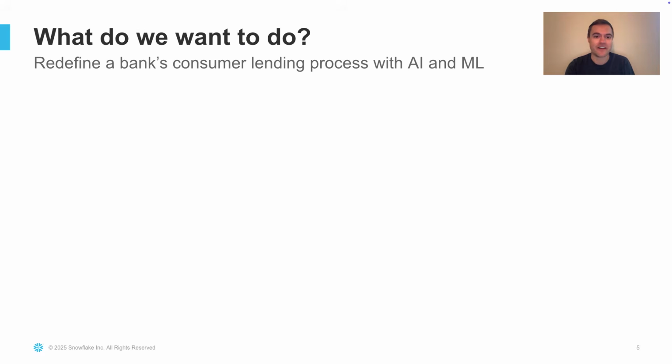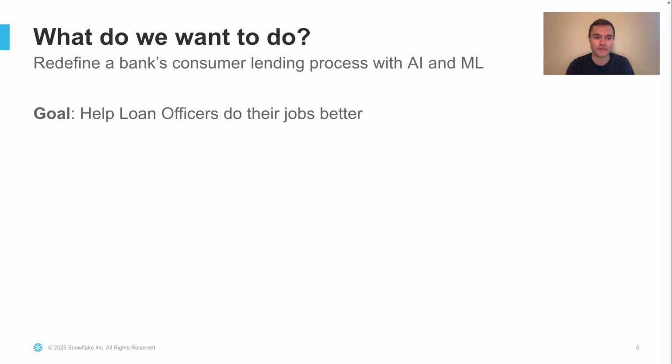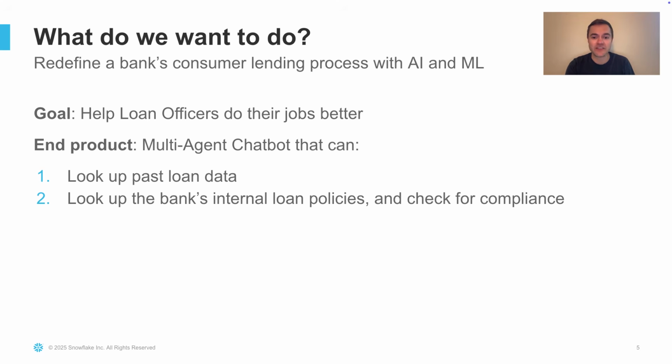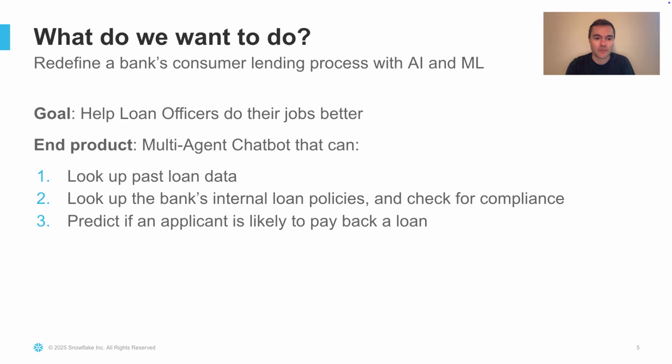I want to redefine a bank's consumer lending process with AI and machine learning. My goal is to help loan officers do their jobs better, so the people who are deciding whether to give a loan to a person, like a mortgage. And my end product, I want to build a multi-agent chatbot that can look up past loan data for my bank, look up the bank's internal loan policies, and check to make sure that loan applications are compliant with these policies. I want to predict if an applicant is likely to pay back a loan.